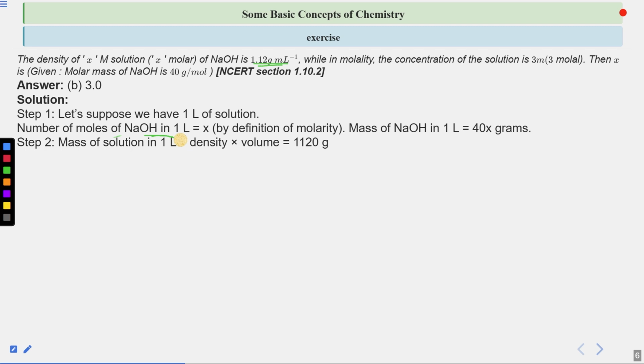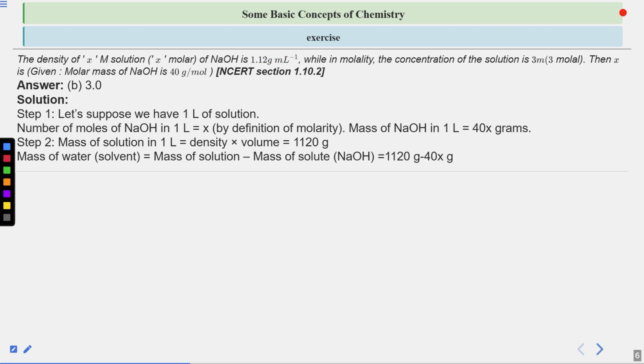So what are we doing? We are calculating the mass of solution. We have the density, we have the volume. Just multiply both of these. So take the volume in milliliter. In 1 liter, there would be 1000 ml. So 1000 multiplied by 1.12 will give you 1120 gram as the mass of the solution. Is this point clear to you? Yes, Gurupant, what is your doubt?